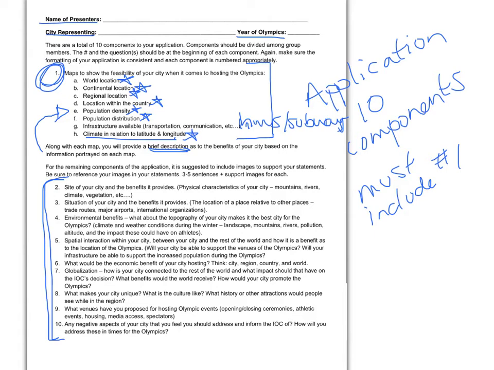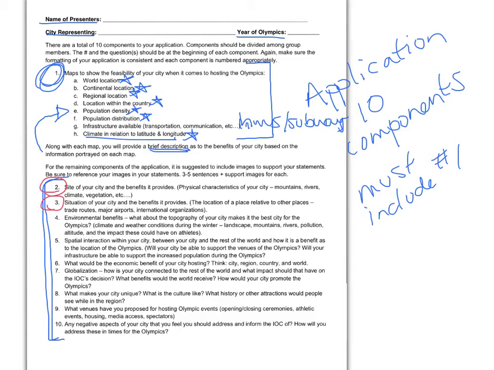So, for example, one person in your group may be responsible for completing number 2 and number 3 of the application. That person will have to describe the site of the city and the benefits it provides, such as the physical characteristics, are there mountains, rivers, what's the climate like, vegetation, etc., and what is the situation of your city and the benefits it provides. So the location of the place relative to other places. Is it near major trade routes, major airports, international organizations, etc.